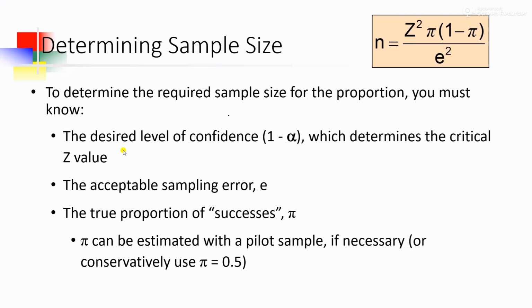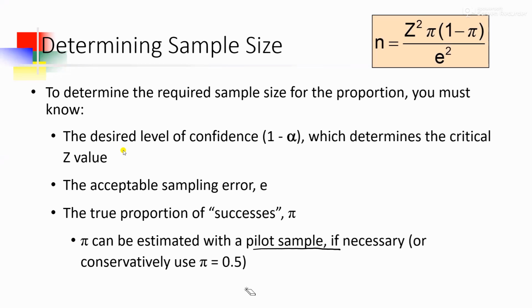To determine the required sample size for the proportion, you must know the desired level of confidence, 1 minus alpha, which determines the critical value Z. Then the acceptable sampling error or margin of error that is decided by the researcher. Then the true proportion of success pi. It is actually very difficult to get the pi value, right? So a pilot sample, if necessary. If that is also not possible, then conservatively you can decide pi is equal to 0.5.